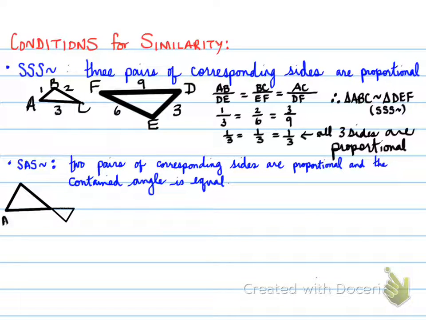Here we go. So we have our two triangles here, A, B, C, D, E. And we have some measurements given to us. And we have to prove that these two triangles are similar. This one and this one are similar. How are we going to do that? Well, what we're going to do is compare them.